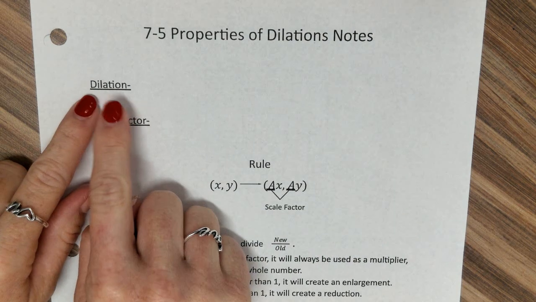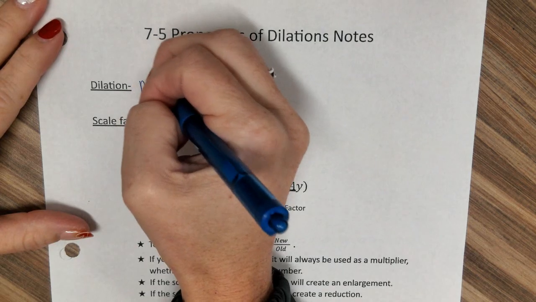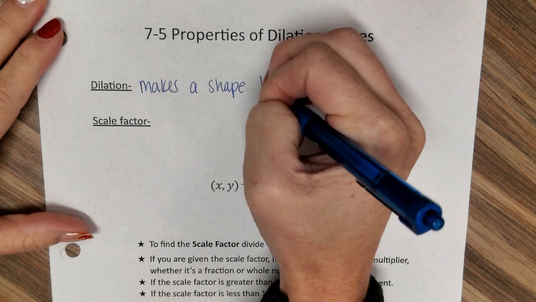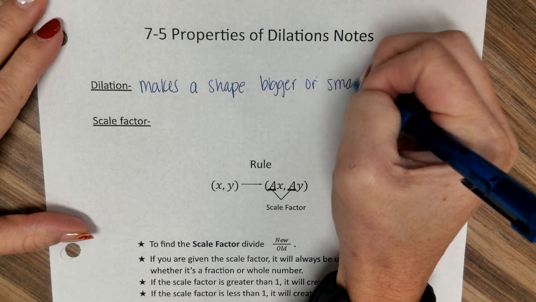What is a dilation? We talked about this on the first day. When you go to the eye doctor, what do they do to your eye? What are they doing to it? They're making the pupil bigger so they can see, right? A dilation makes a shape, write this down, makes a shape bigger or smaller.